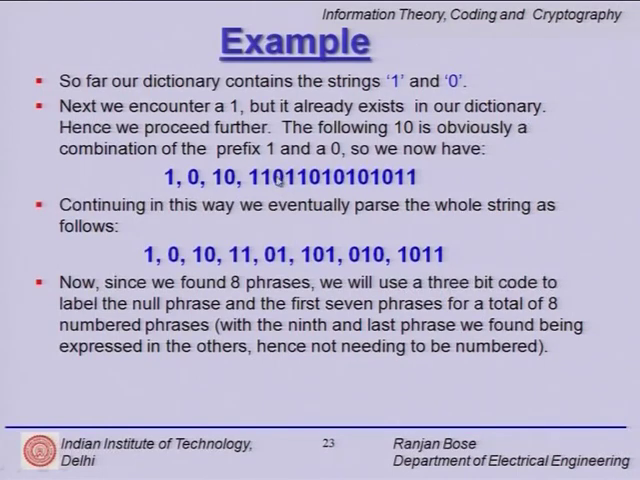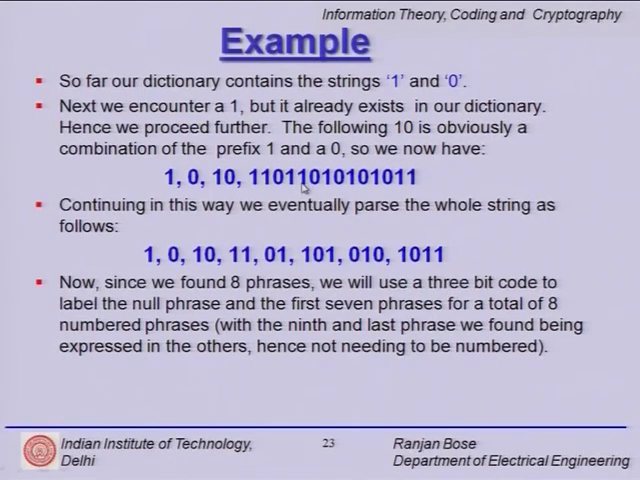I encounter a 0. So, 0 is present? Of course it is present, that too in location 2. I encountered a 1. So, 0 1. Is it present? No, it is not. So, I put a comma because 0 1 is another parsed symbol. And then I proceed further from this point onwards.